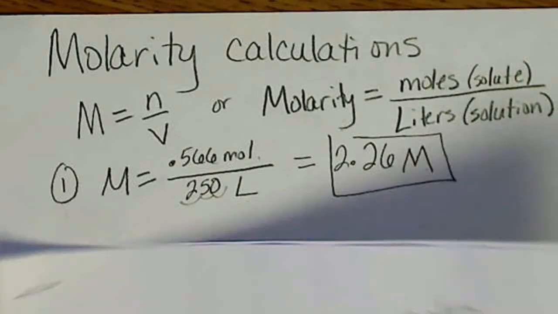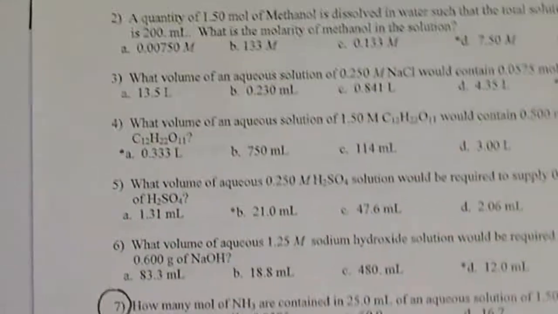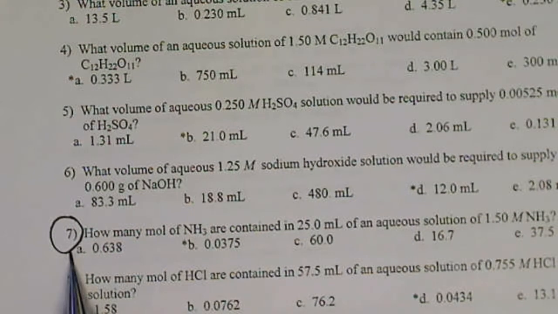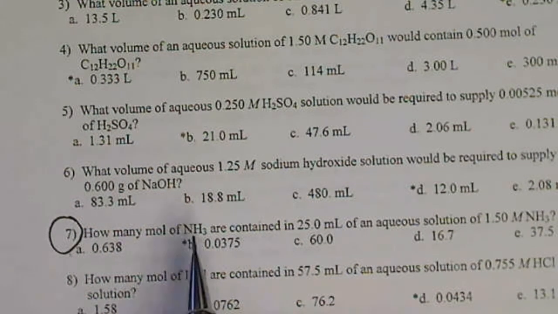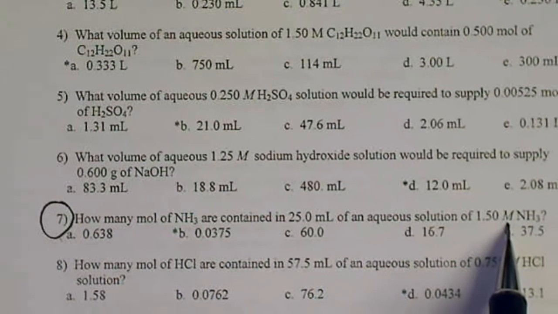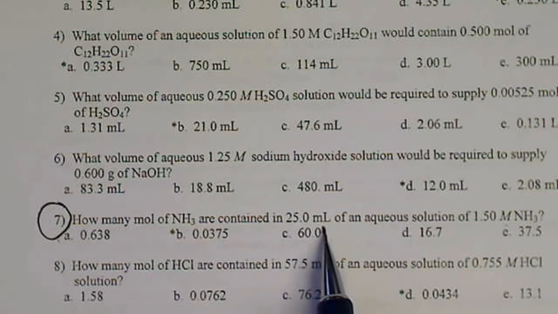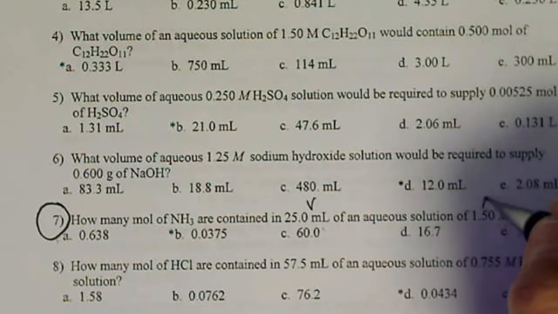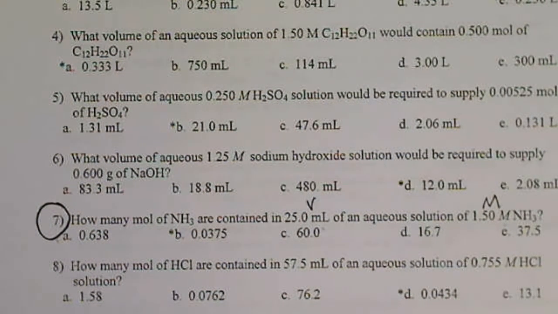The next problem I'm going to work is the most common, and that is when we're looking for moles. So in this case, number 7 on the practice worksheets, we are asked for how many moles of NH3, that's the solute, would be in a solution that's 1.5 molar, and the volume is 25 milliliters. So we have a V, and again we have an M. So if we're given a volume and a molarity, we're going to multiply those to solve for moles.